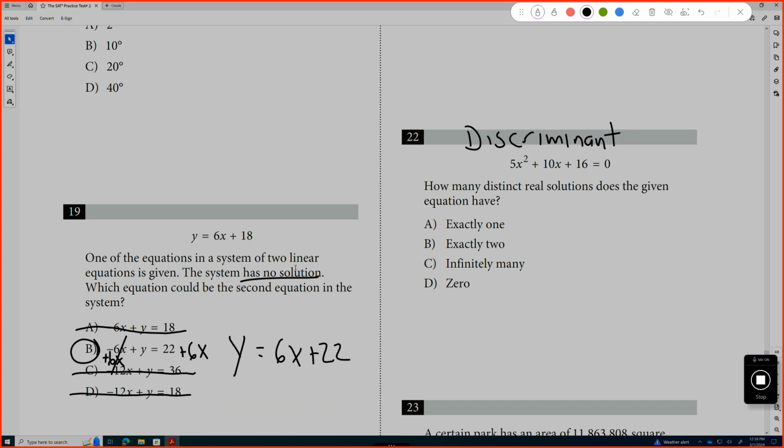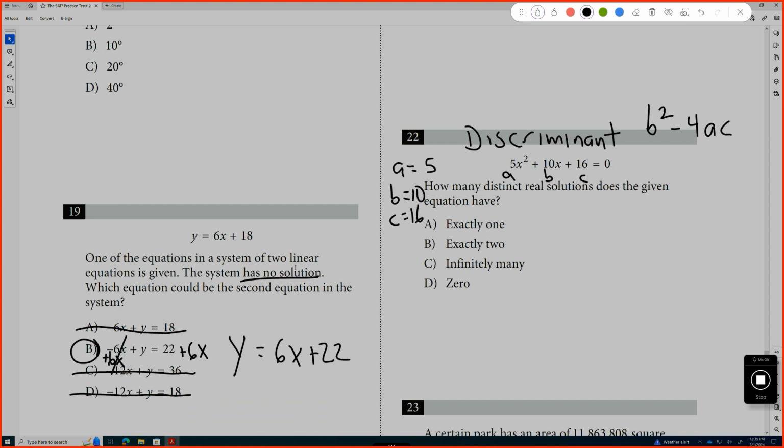And it's equal to b squared minus 4 times a times c, where a is 5. In this particular equation, that's a. B is 10 and C is 16. So A is 5, B is 10, and C is 16.